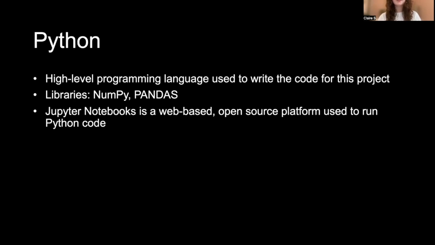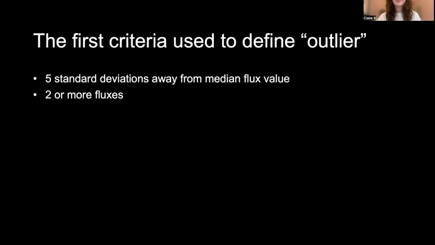The programming language Python was used to write the code for this project. The Python-specific libraries, NumPy and Pandas, are tools that provide some of the techniques used in data analysis. The code I wrote was compiled in Jupyter Notebooks, which is a web-based open-source platform used to run Python code.